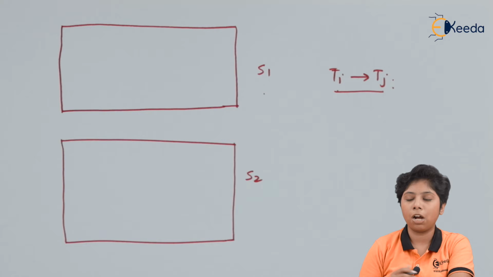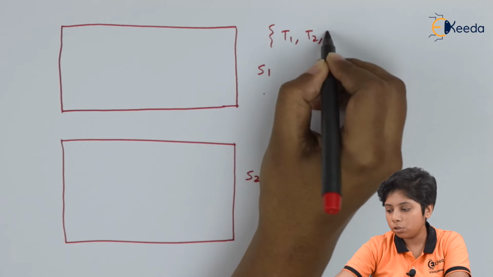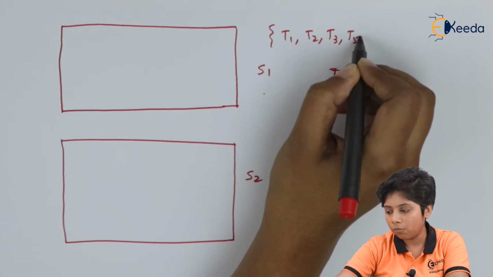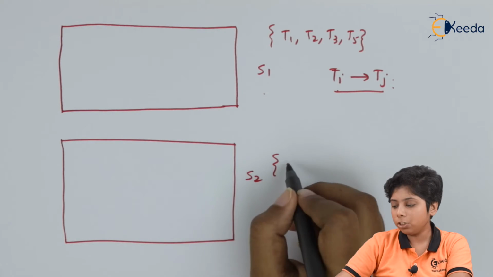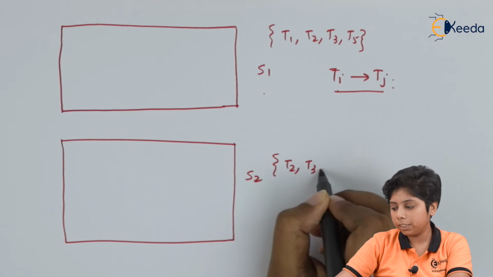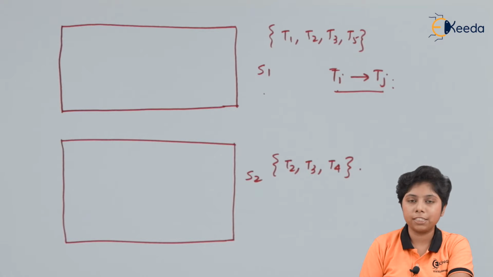Now suppose that our site 1 has transactions T1, T2, T3 and T5, and our site 2 has T2, T3 and T4. Now they are waiting in such a situation.